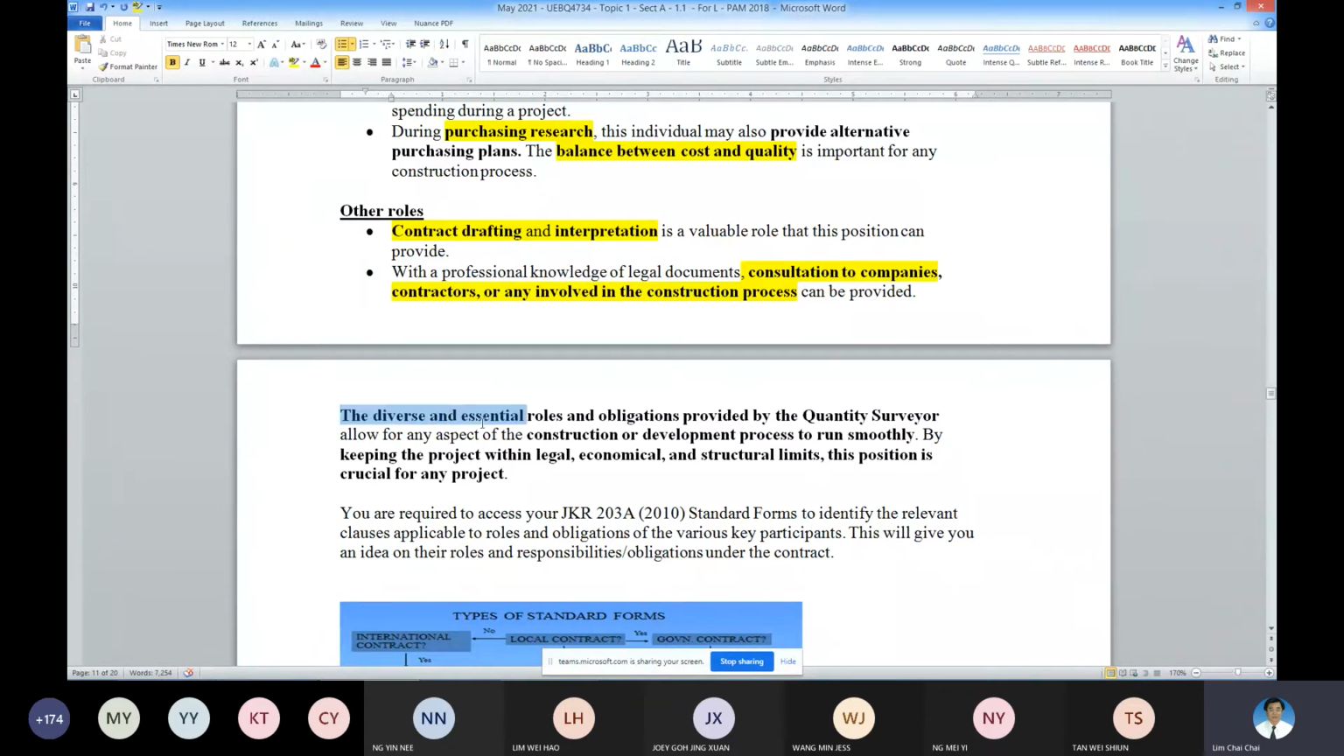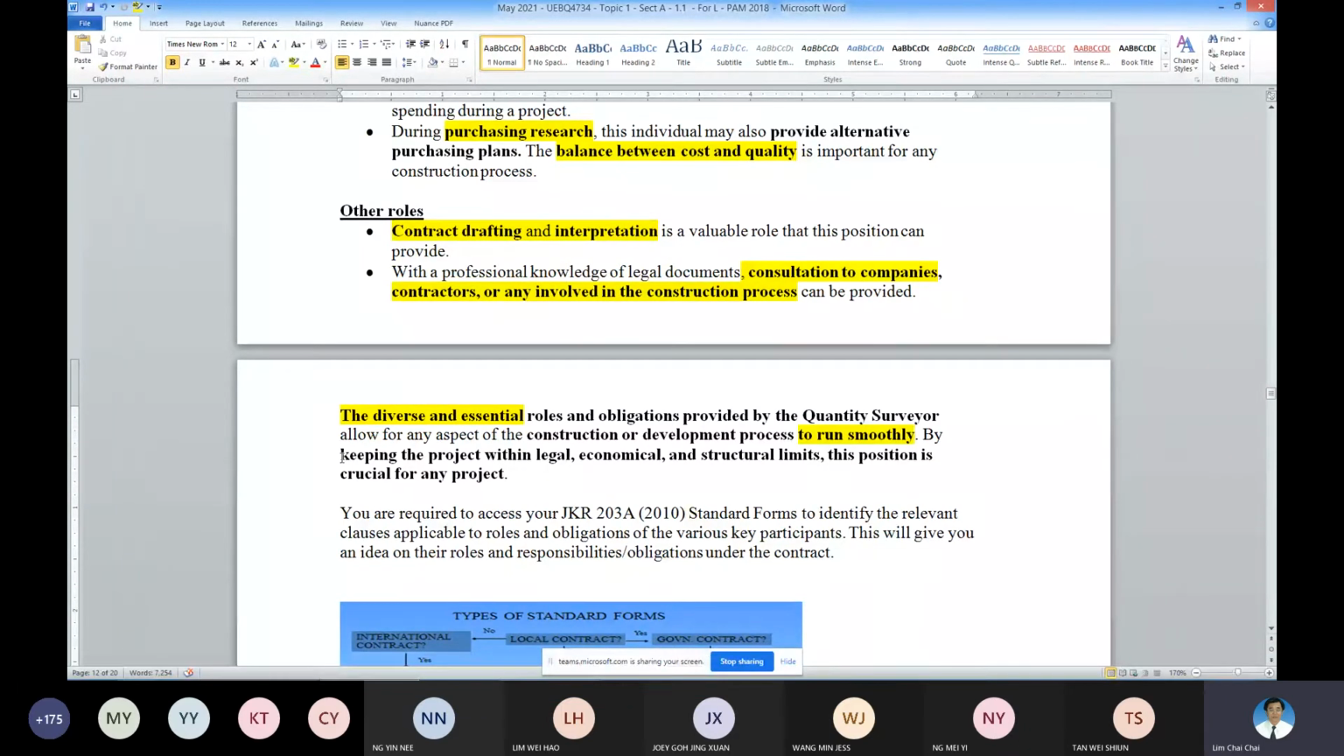Okay, so to ensure that the project will run smoothly, you need the service of the QS. That's why you see your so-called career path is usually quite bright, because the construction industry, whether you're working for the contractor, subcontractors, developers, consultants, and even insurance company and bank, QS service is definitely required. Okay, so what are their usual contribution?